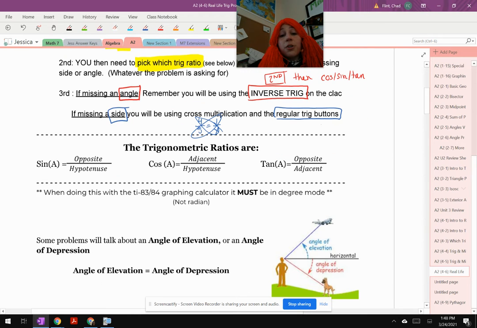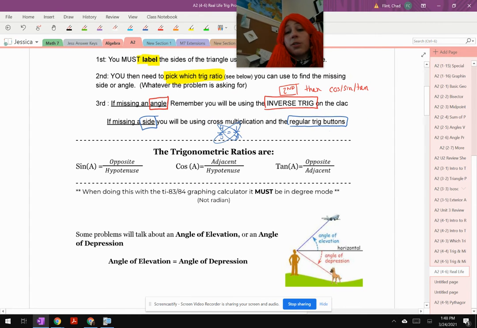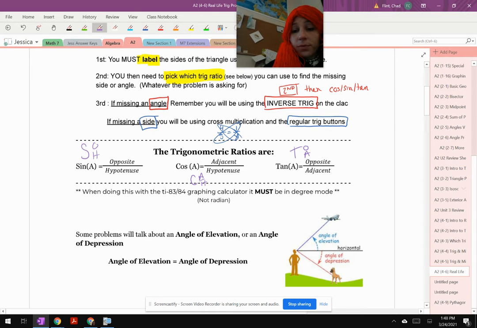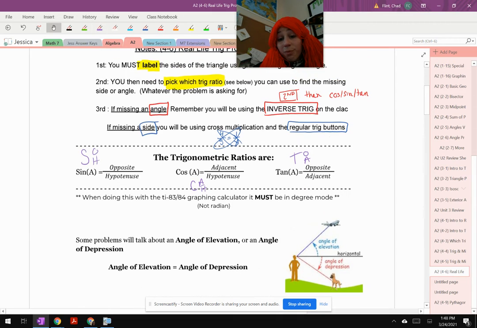Again, your trig ratios, sine, cosine, tangent, that acronym that you should be using to help you out. SOH CAH TOA, to help you remember those.